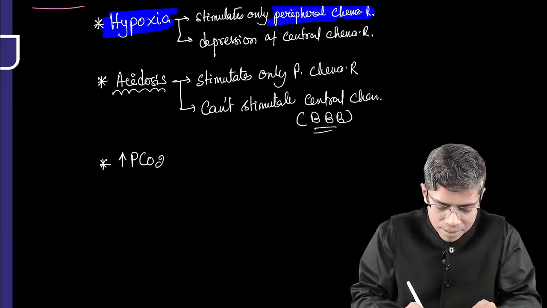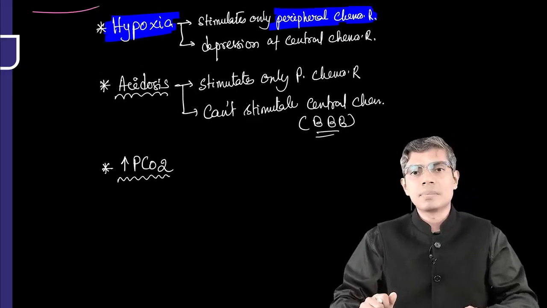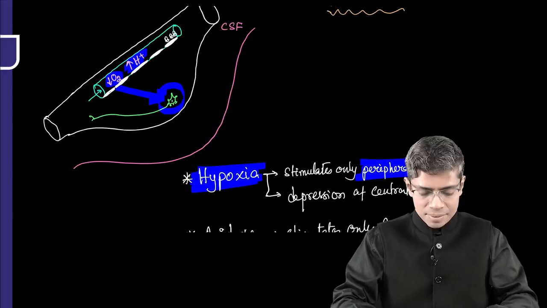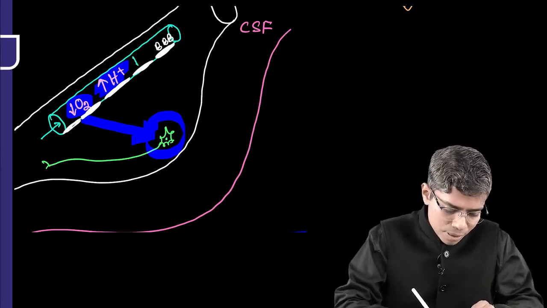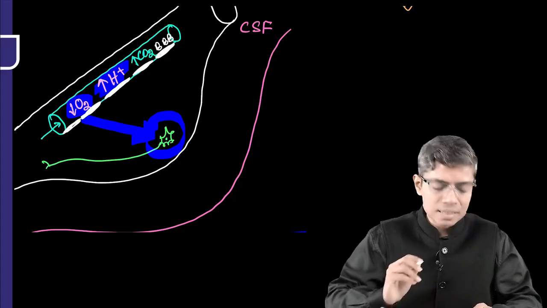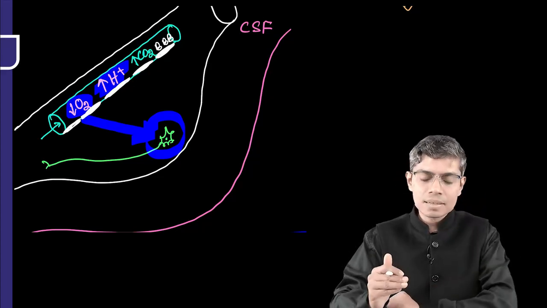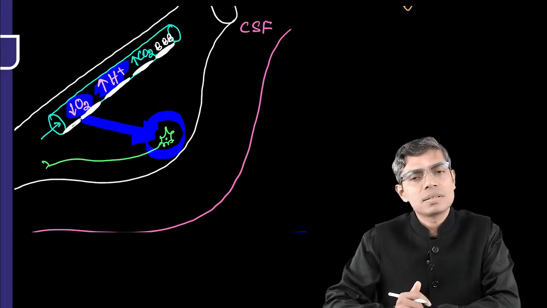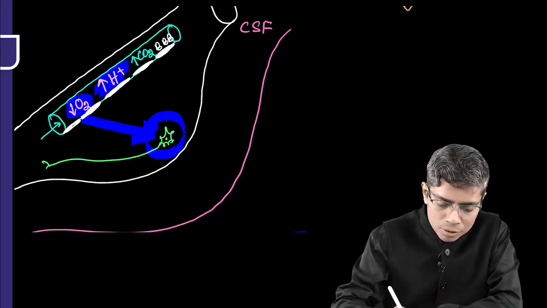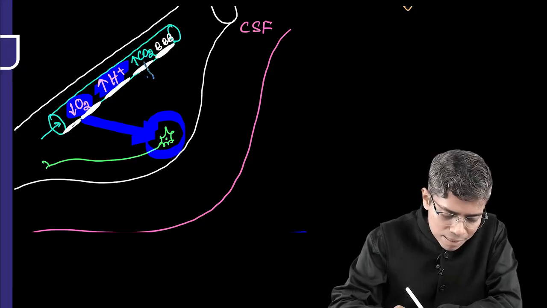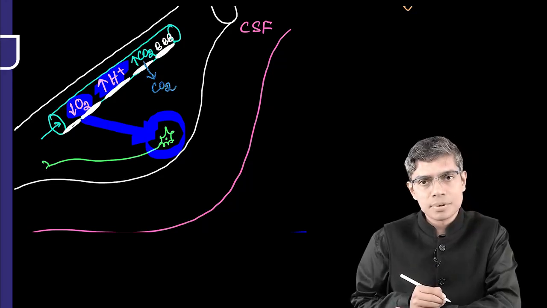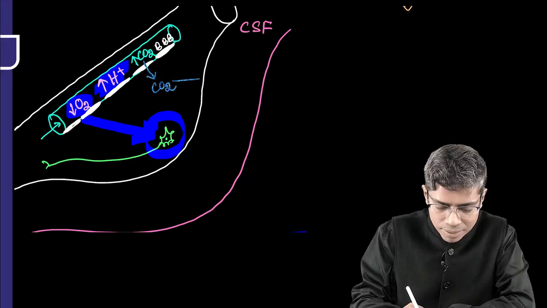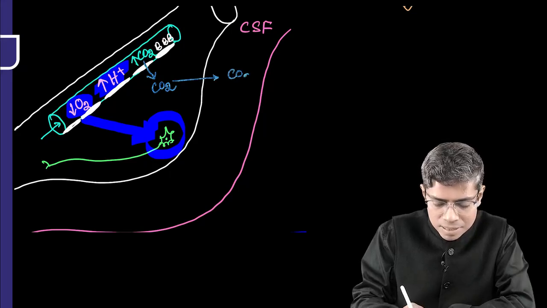So suppose there is increased concentration of carbon dioxide in the arterial blood. Can it activate or stimulate the central chemoreceptor? So let's see. Suppose carbon dioxide is very high at the level of blood. Can this carbon dioxide cross the blood-brain barrier? The answer is, why not? It's a gaseous molecule. So this gaseous molecule carbon dioxide will easily penetrate the blood-brain barrier. It will reach the brain interstitial fluid. Not only that, it can further penetrate to the level of CSF.